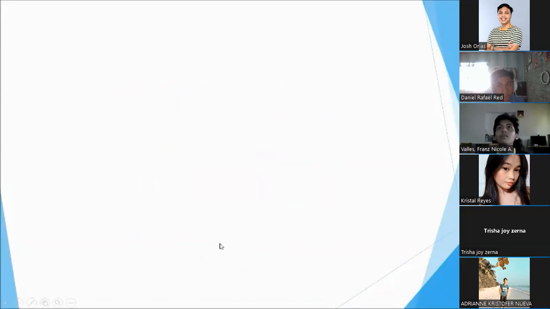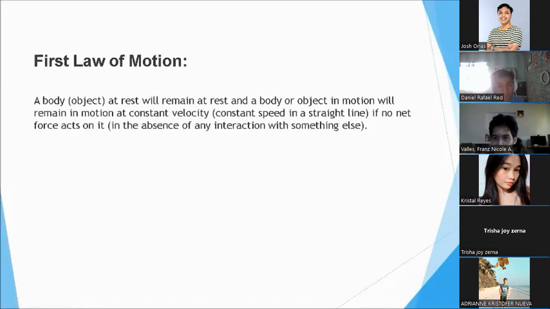All right, so with that, let's start with the first law of motion. And the first law of motion states that a body or an object at rest will remain at rest, okay? And a body or object in motion will remain in motion at constant velocity. And when we say constant velocity, it is a constant speed in a straight line, and it stays that way if no net force acts on it. Okay, in other words, in the absence of any interaction with something else.